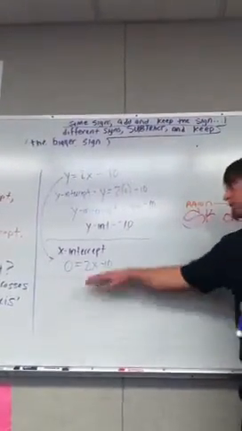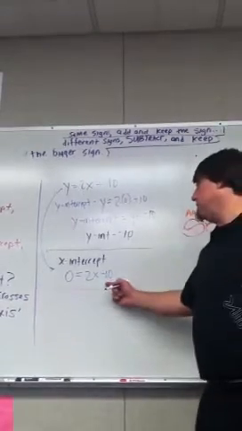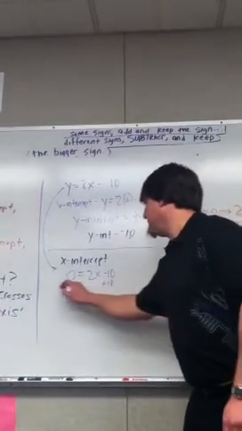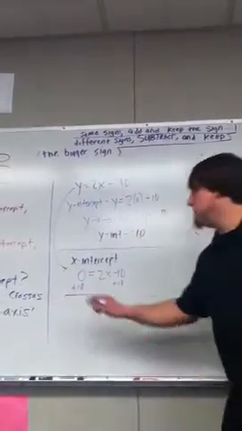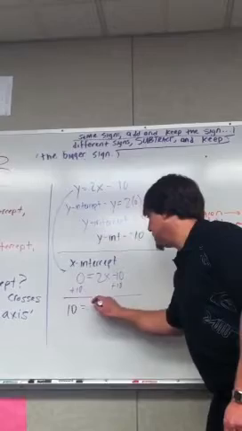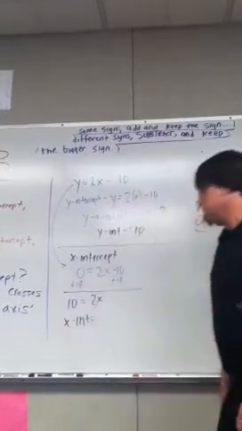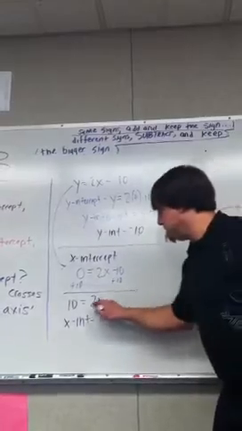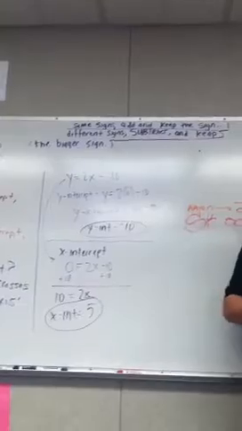Who's the third wheel in this relationship? -10. How do I get rid of -10? Plus 10. 0 plus 10 is 10. 10 equals 2x. What is the x-intercept? 5. So you would divide 10 by 2. Okay, I get it. Just basically solving for x.